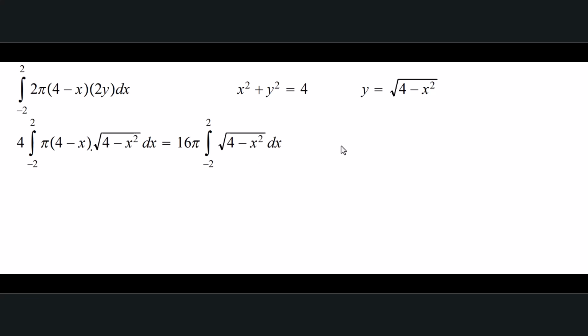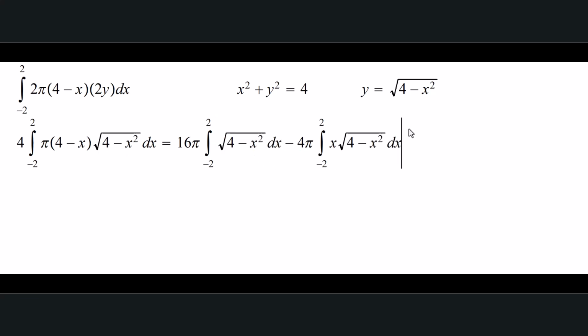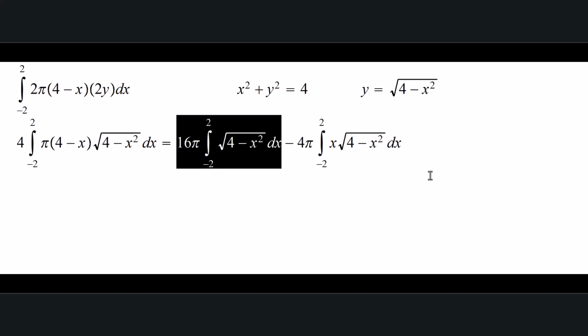And then what do we get? We get a minus sign, and this 4 will still come in, so we have 4 times pi, and then we have the integral of x times this portion again.